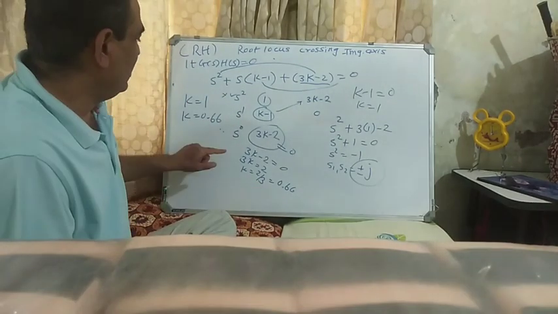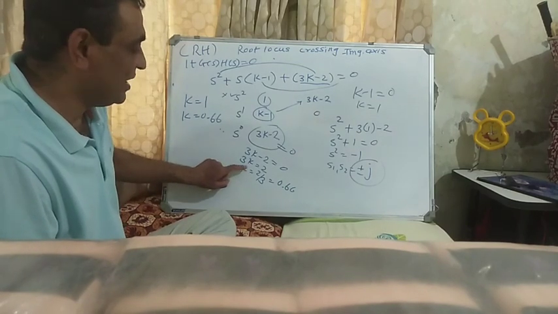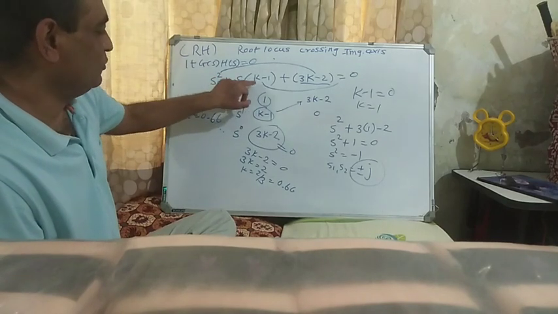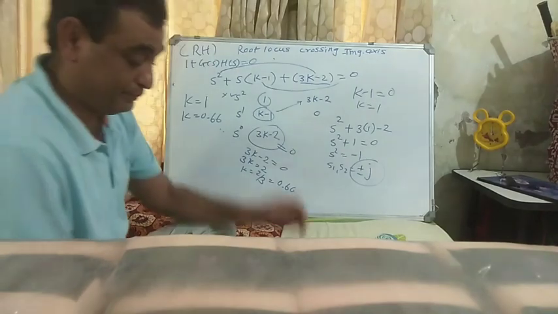Now what is the value of the closed loop pole when k is equal to 0.66? You can replace it here: s square plus s into (0.66 minus 1). Solve that, you will get the roots.